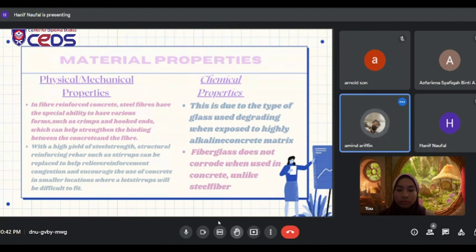Next, I will explain about the chemical properties of fiber reinforced concrete. This is due to the type of glass used degrading when exposed to the highly alkaline concrete matrix. Fiberglass does not corrode when used in concrete, unlike steel fiber.